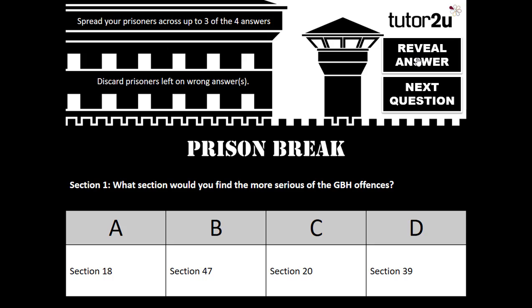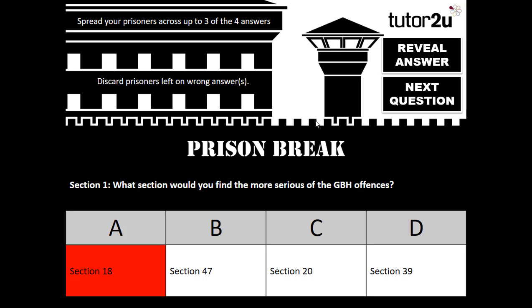Having done all of that, we can then reveal the answer. In this case it was answer A, and the students must discard all of the prisoners who are on any of the wrong answers and only keep the ones from the correct answer. So they'll have lost anything that they put on B, C or D, and those prisoners, I'm afraid, will not be able to break out of the prison.